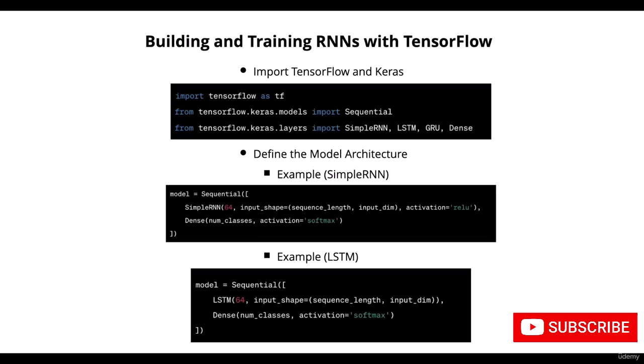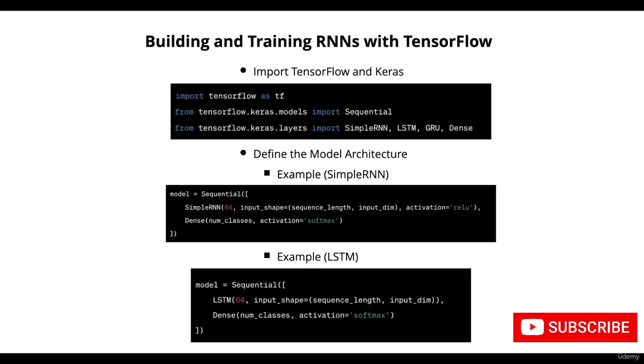Next step is define the model architecture. Define the architecture of your RNN model using Keras layers. Choose from SimpleRNN, LSTM, or GRU layers based on the complexity of your task and the presence of long-term dependencies in the data. One example using SimpleRNN is here. You can just say model equals Sequential and call the SimpleRNN function and pass the attributes like 64, input shape equal to sequence length and input dim, and activation equal to ReLU. Then use Dense, num classes, and activation equal to softmax.